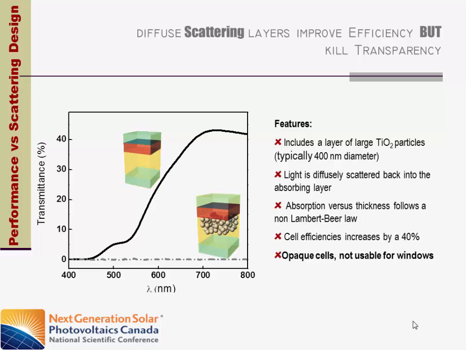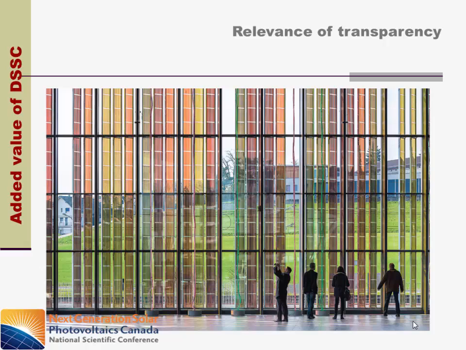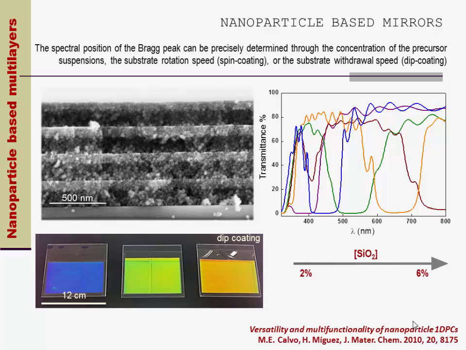These are experimental measurements of a standard dye-sensitized solar cell and one with a diffuse scattering layer, in which the reflectance increases dramatically. Well, is there any way that we can go back to this possibility of using integration and at the same time increase the efficiency of the device? Well, the answer is yes, and it's this one here.